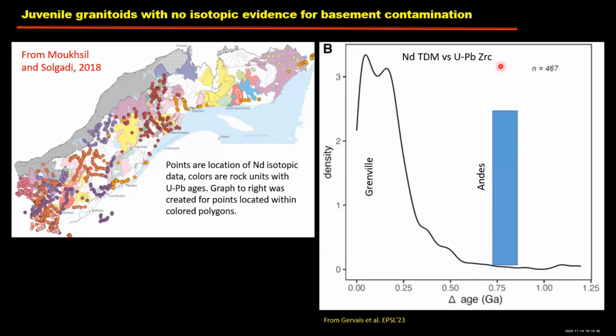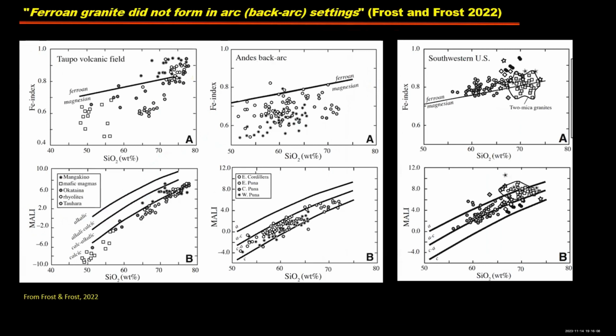You can see that in the Andes, there's a large spread, there's a large difference in ages because the young igneous rocks are contaminated by the old basement. In the Grenville, the difference is theoretically larger between the basement and the igneous rocks, yet the difference is within the error of the methods. So that doesn't fit with the continental arc either.